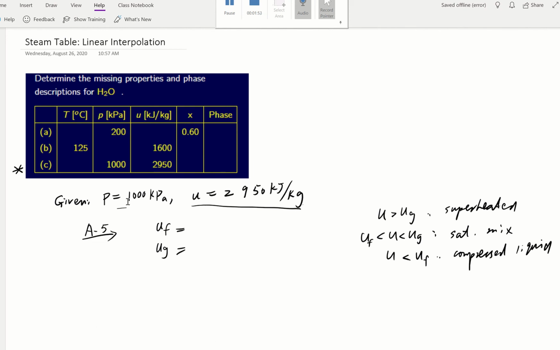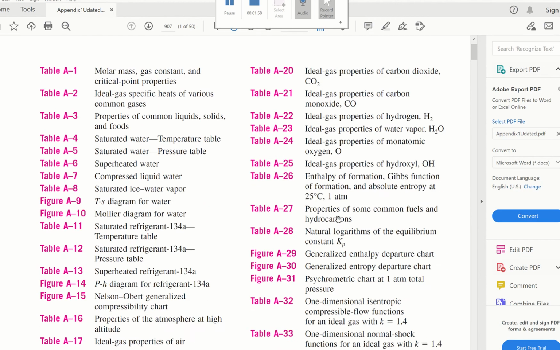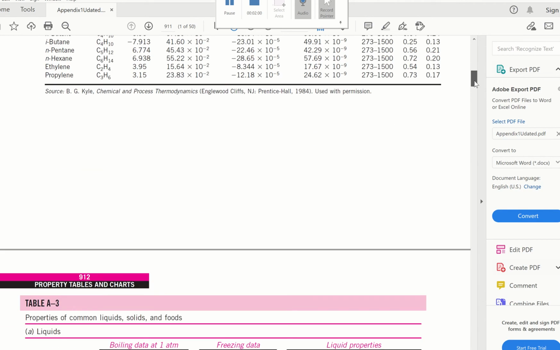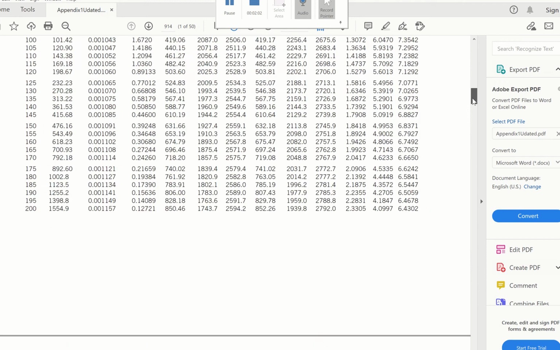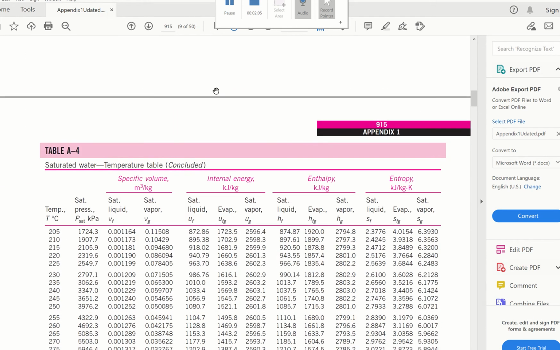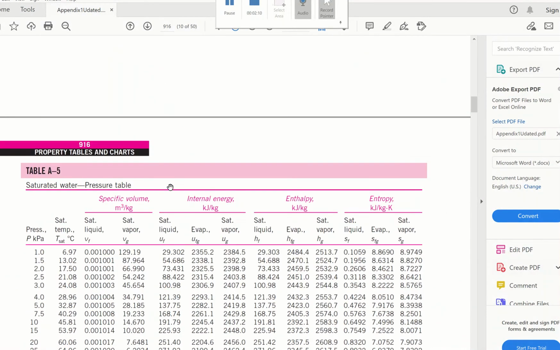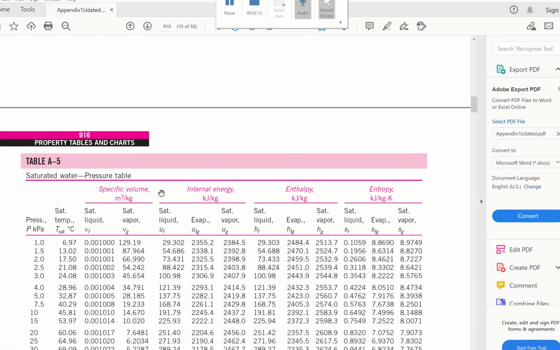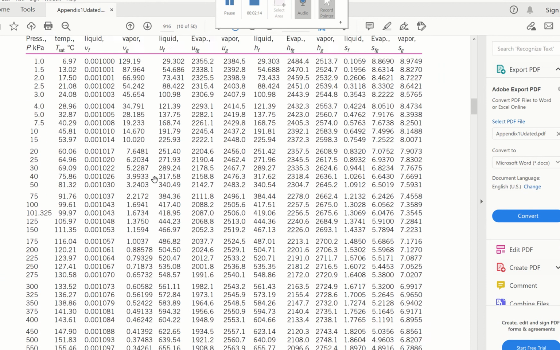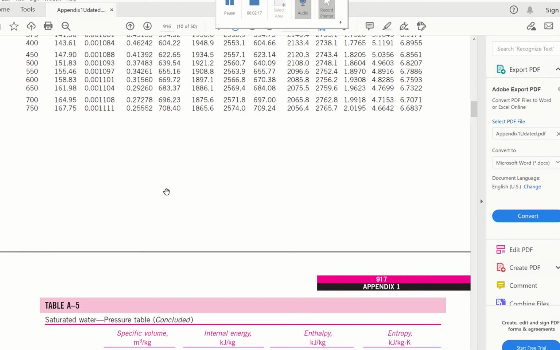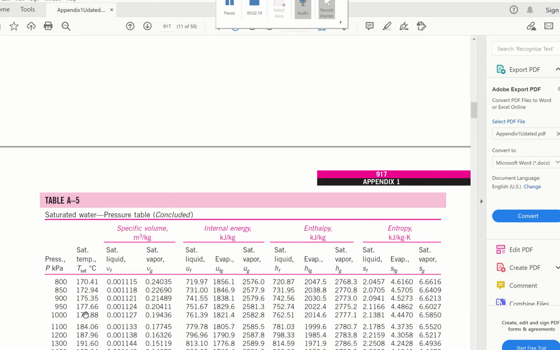So let's go to table A5 and look at 1000 kilopascal. I encourage you to do the same thing using your table. Like I said, being able to look up those numbers in the table is a necessity for thermal. Okay, so 1000 kilopascal right here, and we are looking at UF and UG. So UF is 761.39.